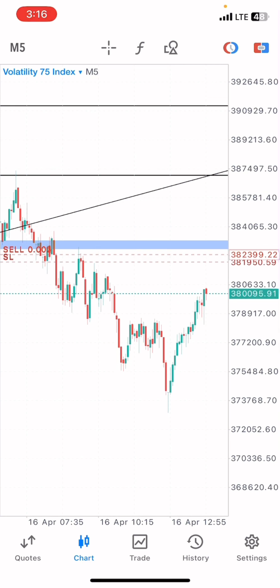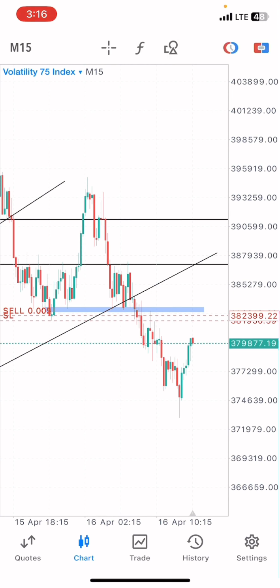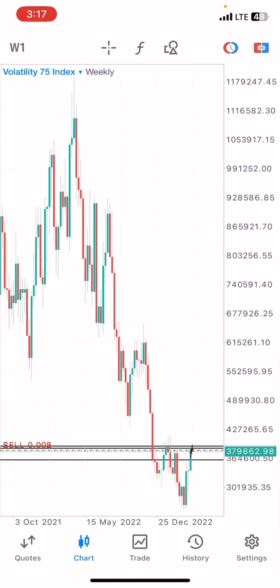So let's go into the chart and analyze this index and see how you're able to get the opportunity on 75 index. So you all know, whenever you want to analyze, we start from the higher time frame. That's basically the daily time frame or the weekly time frame, but preferably the weekly time frame. So let's dive into the chart.